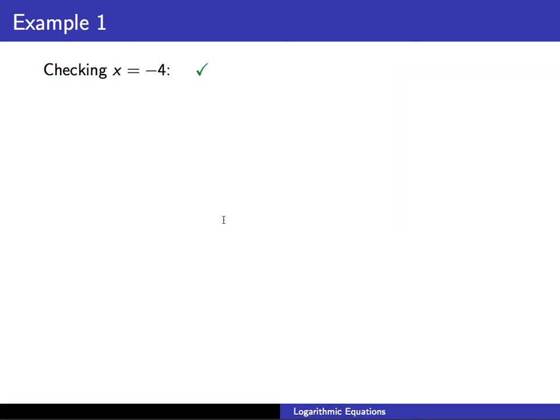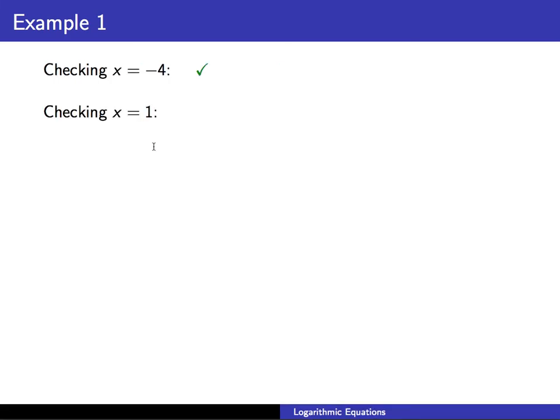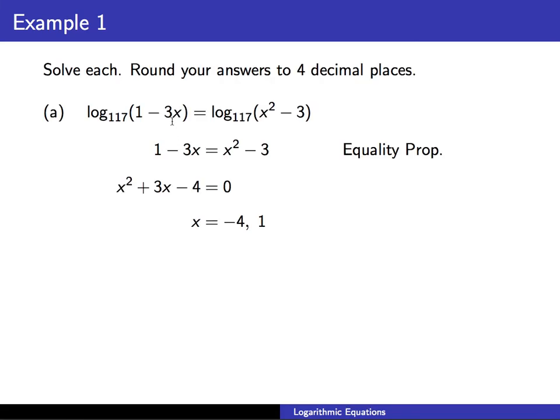However, checking x equals 1 is no good, because if we look at what happens when we evaluate this at 1, 1 minus 3 times 1 is negative 2, and log base 117 of negative 2 is not a real number, it's an imaginary number. So even though the 1 came out to be positive, when we check it, it does not hold for the domains of logarithms, so our only answer is x equals negative 4. And as always, we can make sure that's correct because if we graph the left-hand side and graph the right-hand side, the only intersection point is going to have an x value of negative 4. They will not intersect when x equals 1.